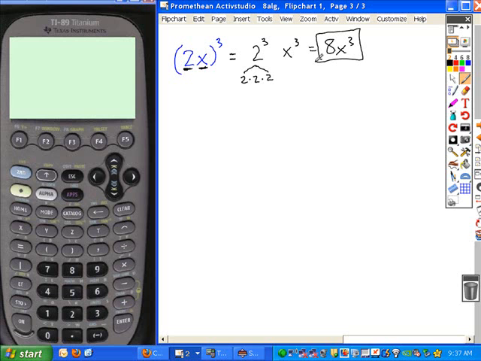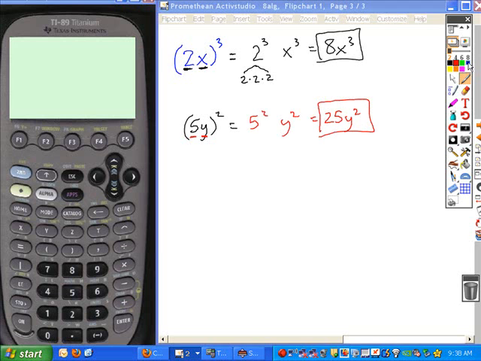All right, what if I gave you something like this? 5y quantity squared. What is that going to equal? Identify your factors. Our factors are 5 and y. Apply the power to both bases, a base of 5 and a base of y. And if you can simplify 5 squared, it's 25. y squared stays as it is.